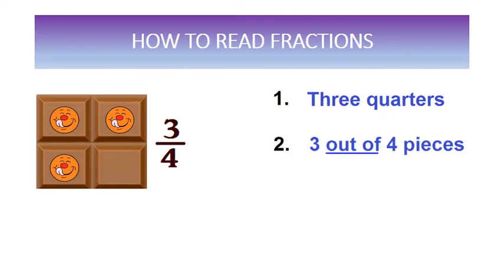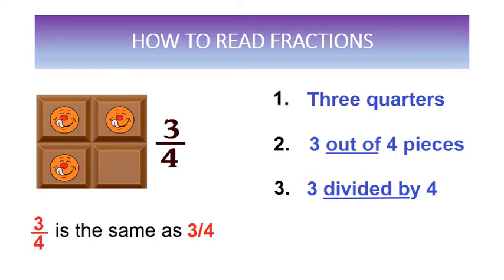Or we could say that we've eaten 3 out of 4 pieces. And the third way to read this fraction is 3 divided by 4. So just to explain the last one, 3/4 with a 3 at the top and a 4 at the bottom could also be written as 3/4, and they mean exactly the same thing.